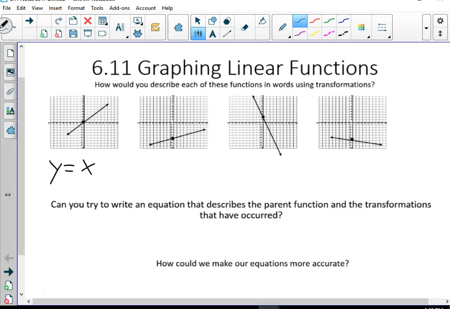Now, this one is a little flatter, right? The slope is not as steep on this one. So we can actually count the slope. From here to here, we can count. Up 1, right 3. So the slope on this one is 1/3. The y-intercept is down at -6. Therefore, this would be y equals 1/3 x minus 6.